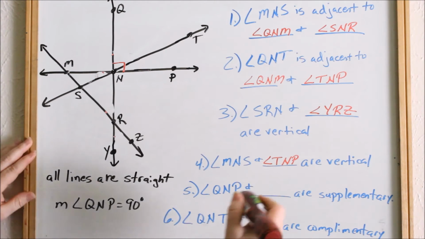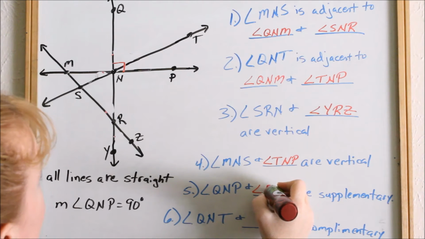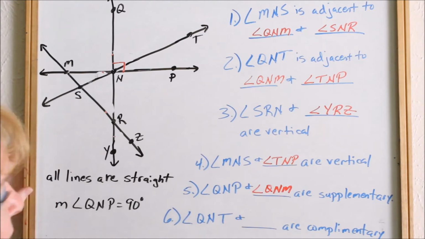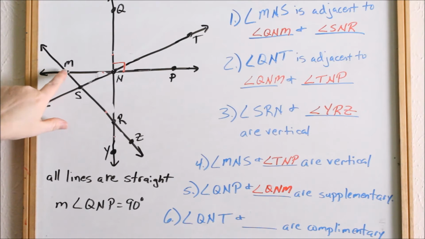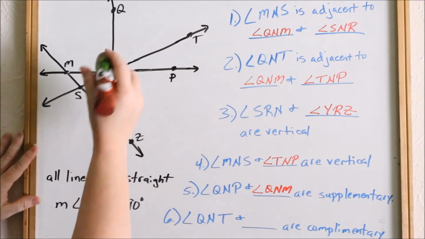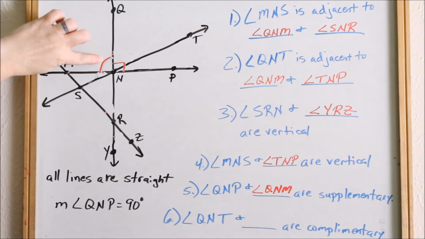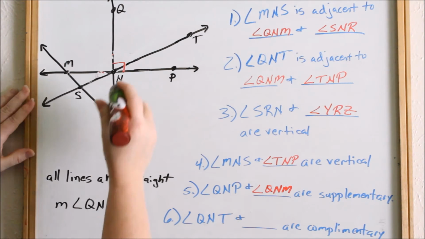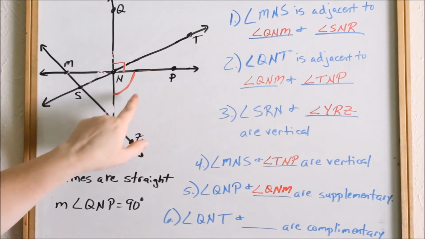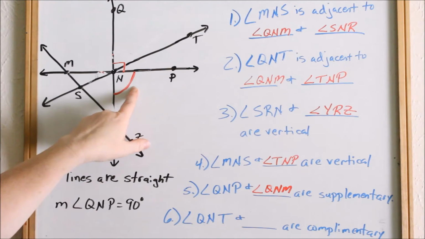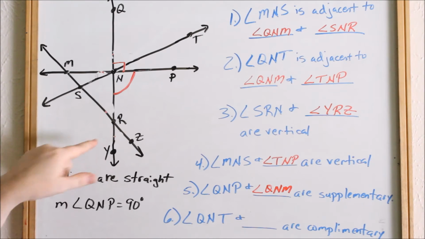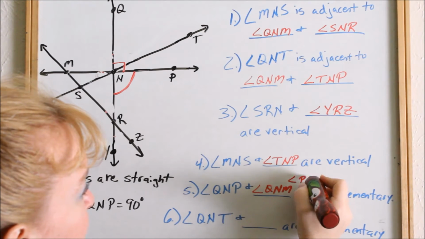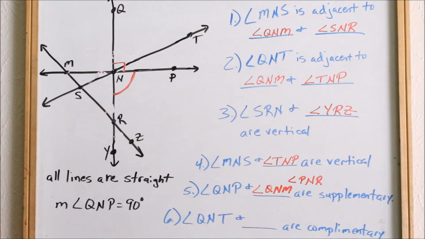Because QNM forms a straight line, and supplementary is 180, and 180 means form a straight line. So this right angle here and then that right angle here both form a straight line and add up to 180 degrees. So QNM is one possible answer. You can also give this angle right here, because it's supplementary. That would be angle PNR. So angle PNR is a possible answer that you can also write down.